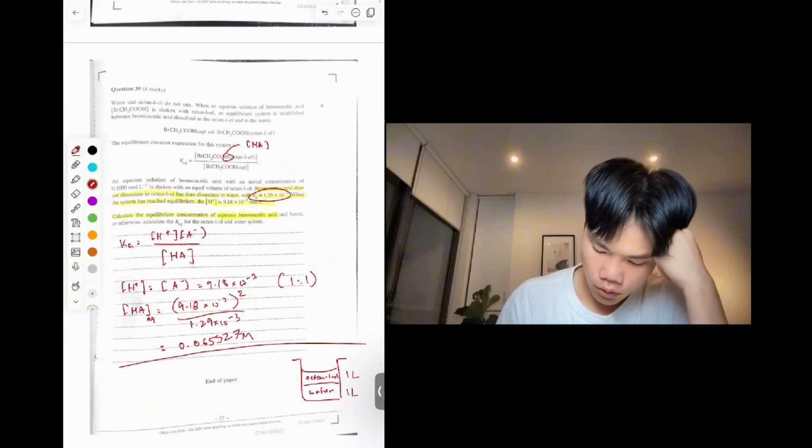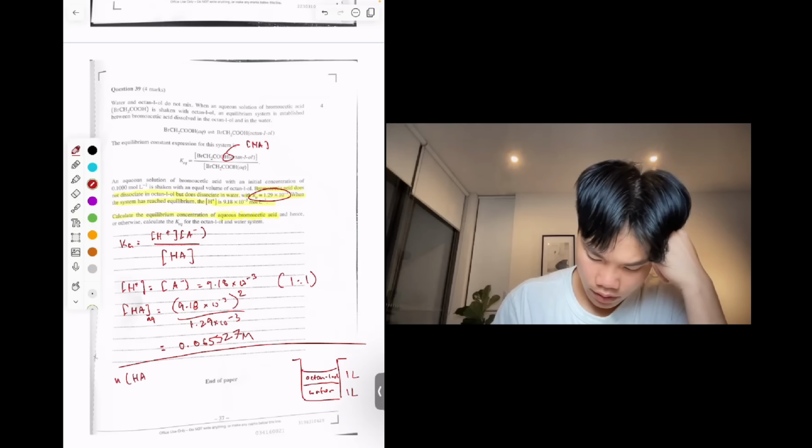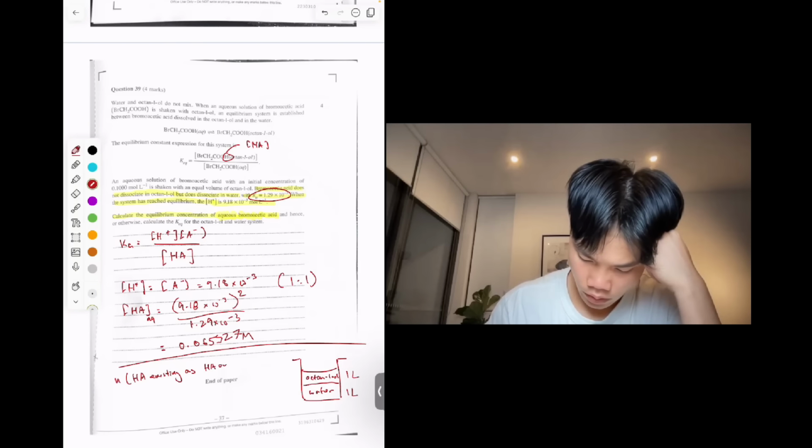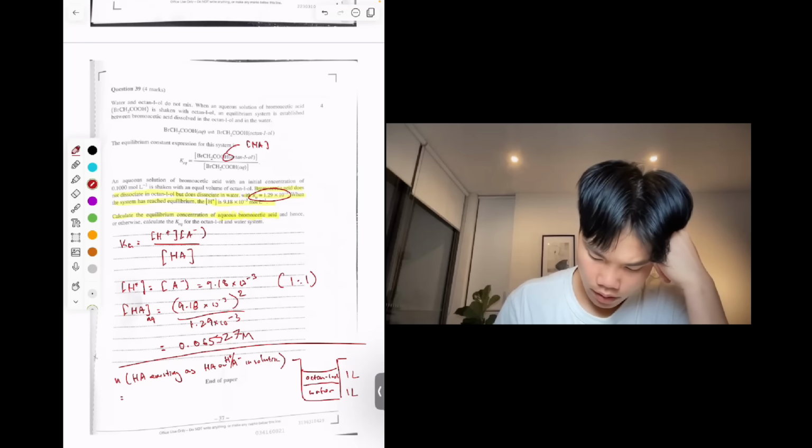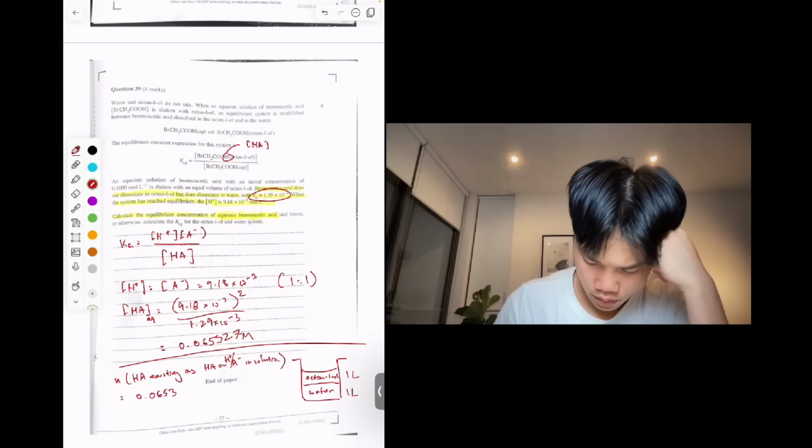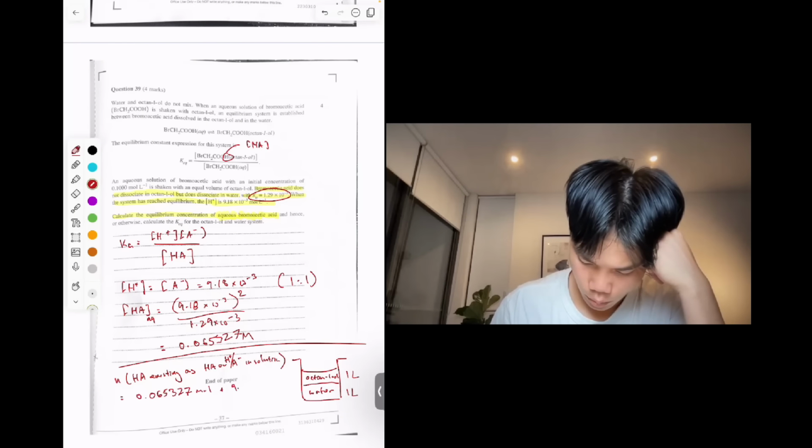So essentially, what you're saying is that the moles of HA existing as HA or A minus in solution, or really truly H plus or A minus in solution, is equal to 0.065327 moles plus 9.18 times 10 to the negative 3 moles.